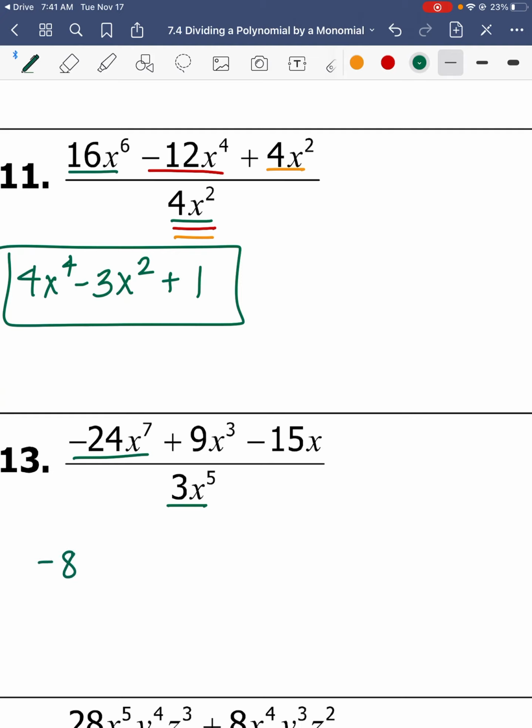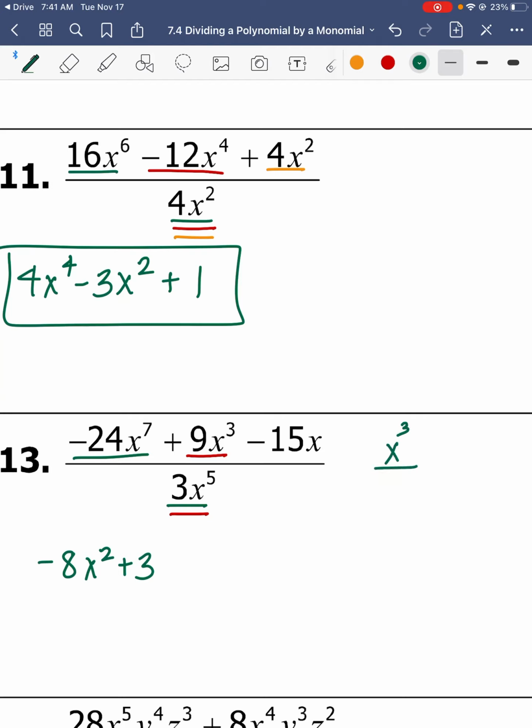Negative 24x to the 7th divided by 3x to the 5th. Negative 24 divided by 3 is negative 8. X to the 7th divided by x to the 5th: well, 7 minus 5 is 2, so we have x squared. Our second term, 9x cubed divided by 3x to the 5th. 9 divided by 3 is positive 3. X cubed divided by x to the 5th.